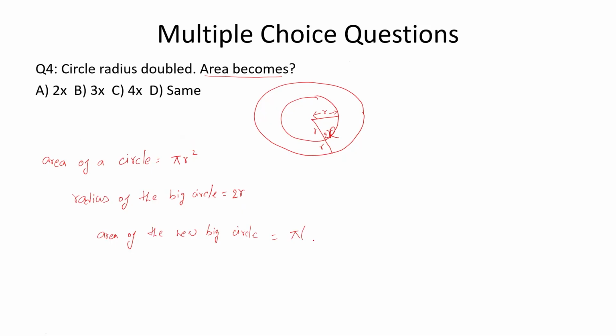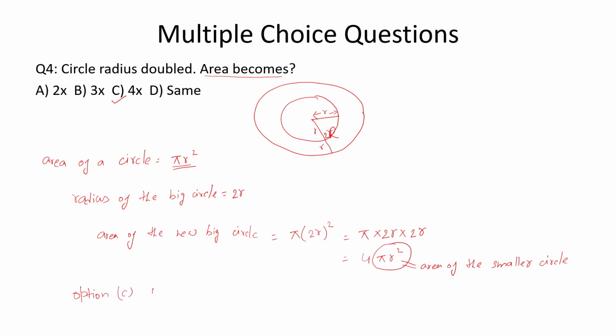It is pi times R square. That is 2R square. That is pi into 2R into 2R. Just multiply. It is 4 pi R square. But this thing, okay, this is the area of the smaller circle, right? Smaller circle's area was pi r square. So the big circle's area is 4 times the area of the smaller circle. So it is 4x.